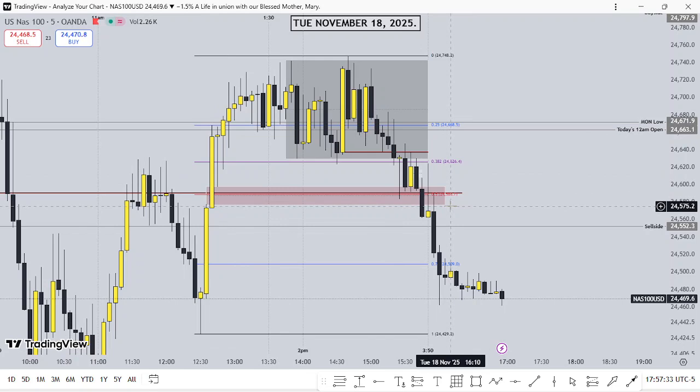So to me, I wanted to sell. Now that I have my bias as bearish, I needed to sell within this area, because that would be me selling at a premium, not necessarily deep premium, but a very good place to sell.